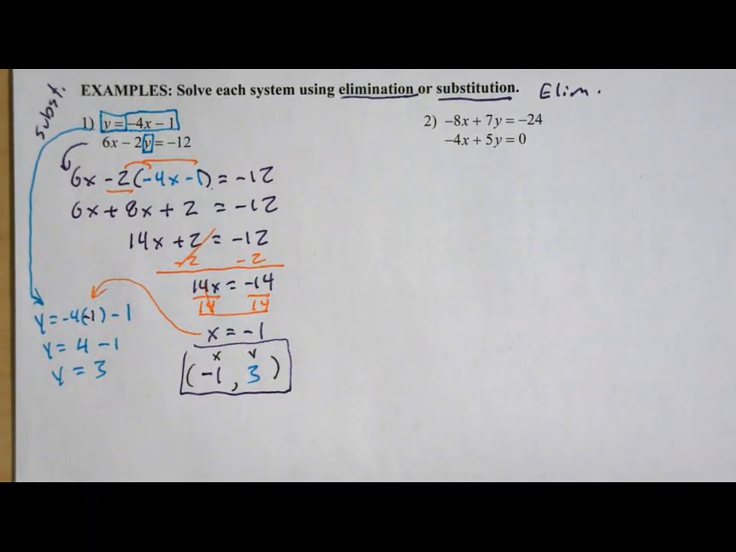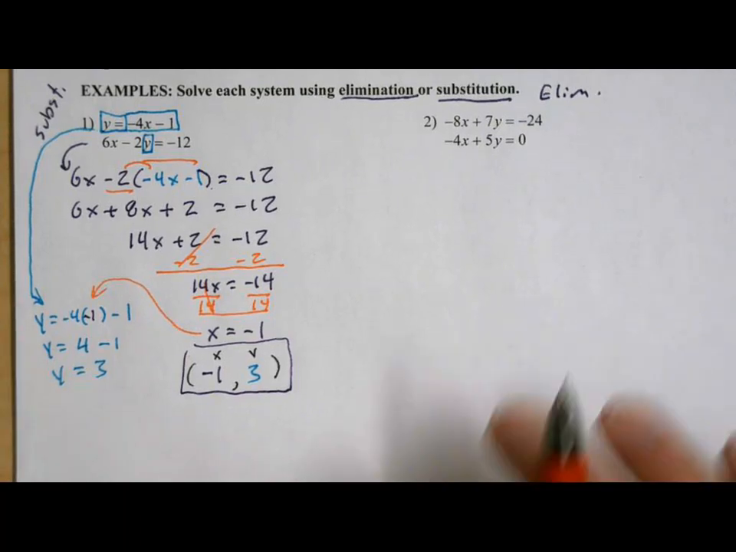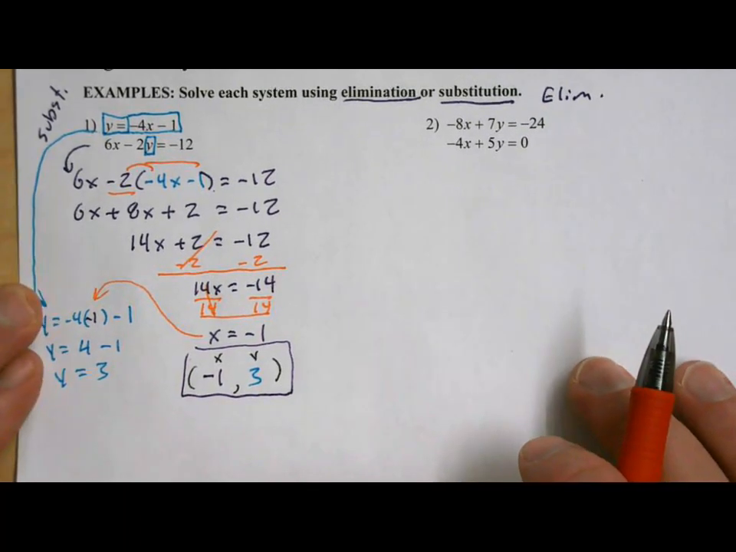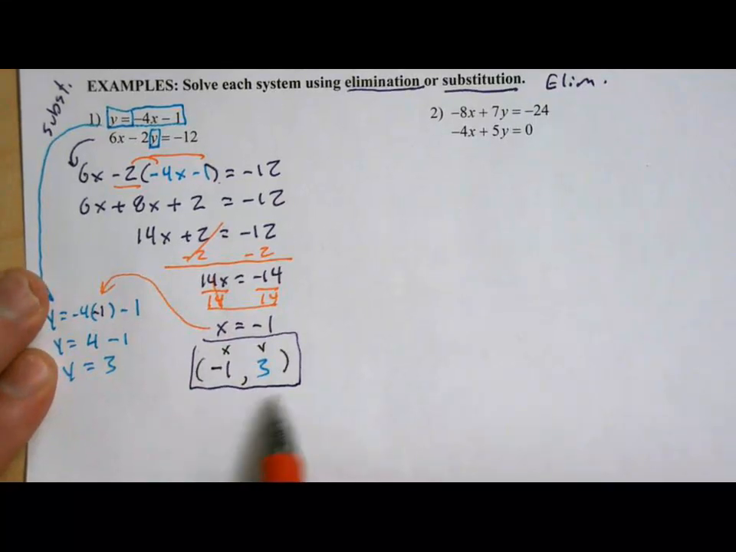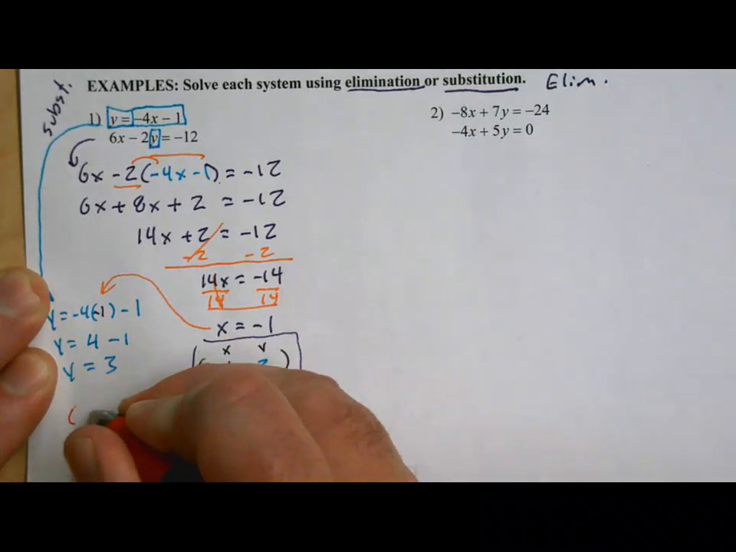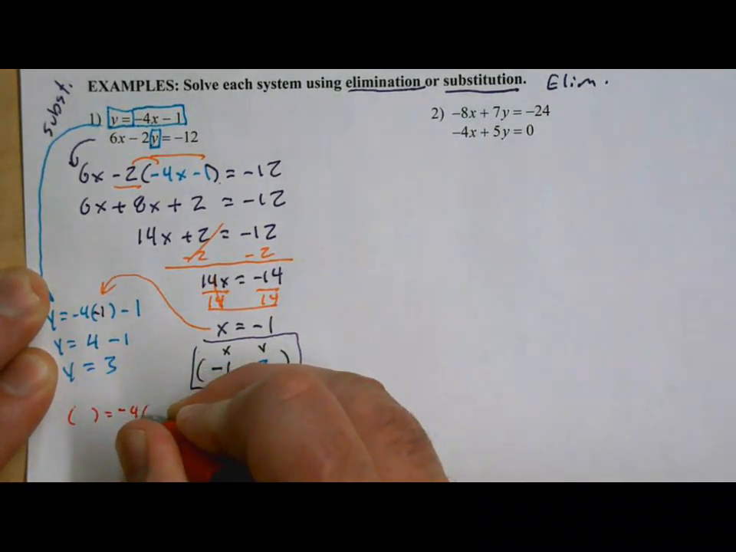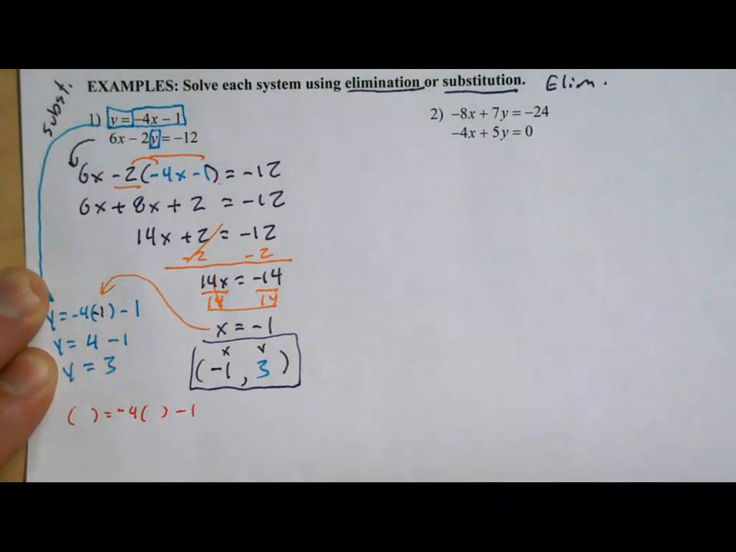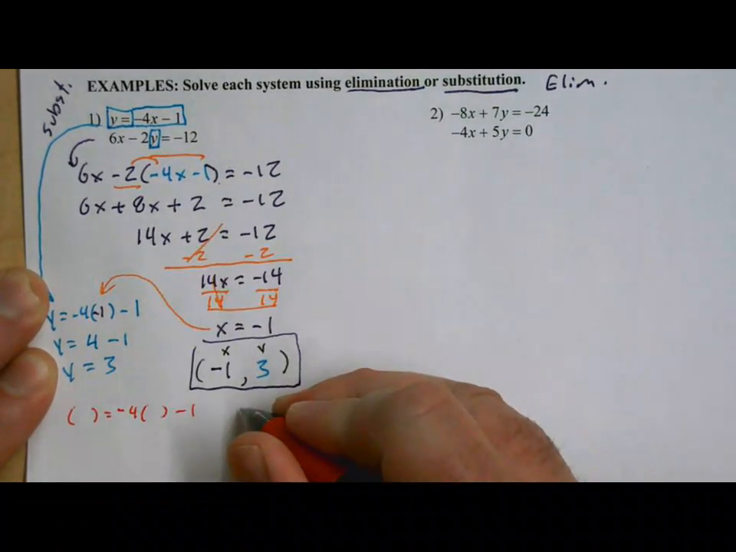All right, I'll show you very quickly how you can check to make sure that your solution is correct. This involves going back to both of our original equations and putting these two values in place of x and y. So I'm going to rewrite my first equation, y equals negative 4x minus 1. Let me go ahead and copy down my second equation as well.